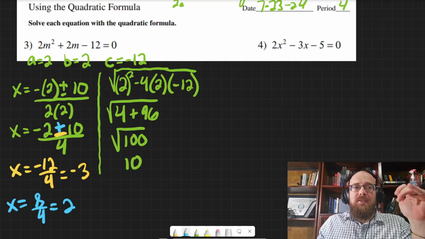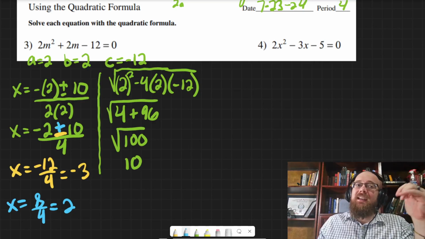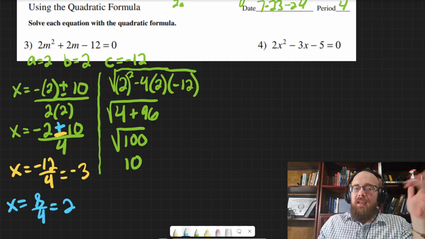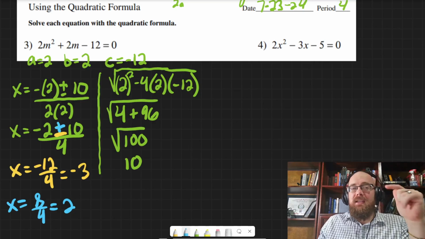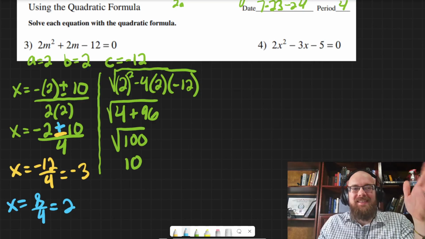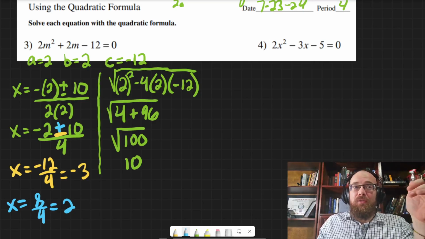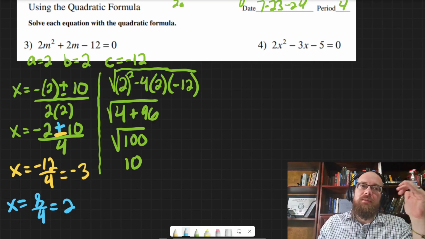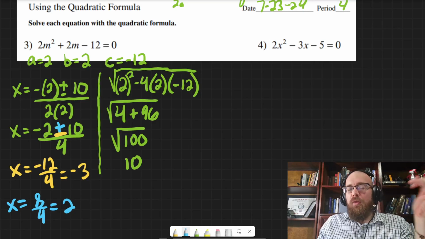So 2 times negative 3 squared. Negative 3 squared would be 9. 9 times 2 is 18. Okay, 18. Negative 3 times 2 is negative 6. Negative 6 plus negative 12 is negative 18. 18 minus 18 is 0. So the negative 3 works. All right, then if you tried the 2, 2 times 2 squared, 2 squared is 4, times 2 is 8, 2 times 2 is 4, 8 plus 4 is 12, 12 minus 12 is 0.